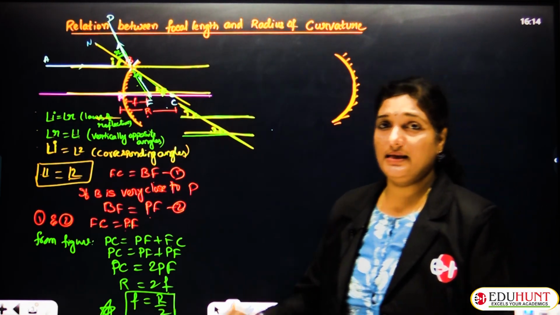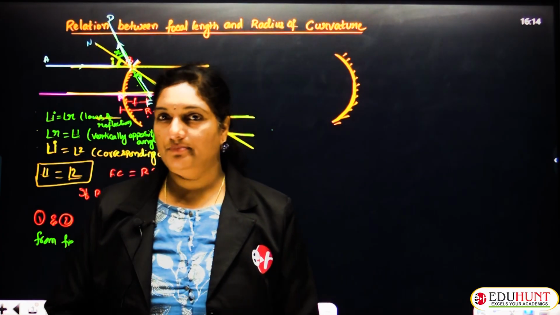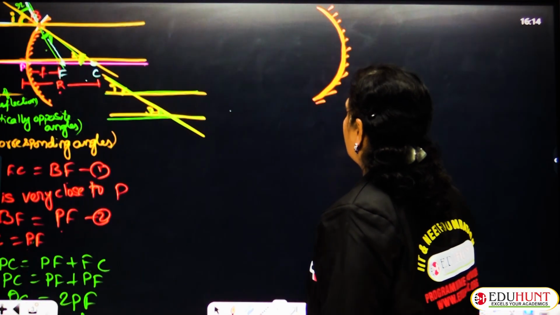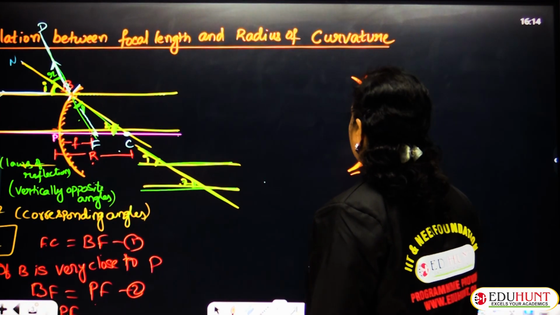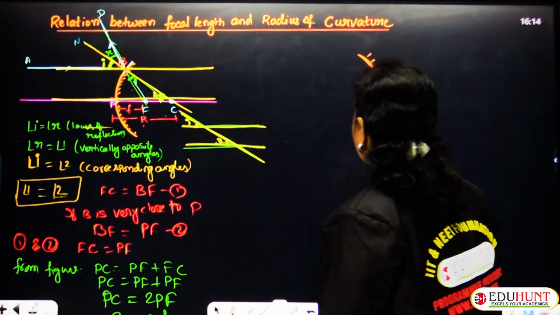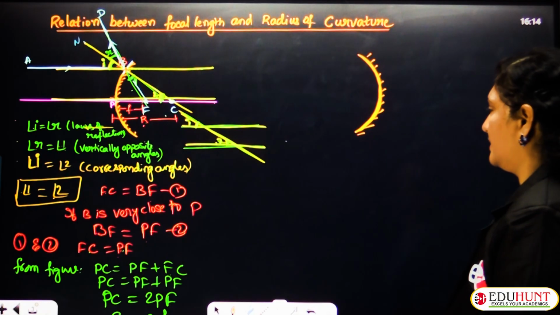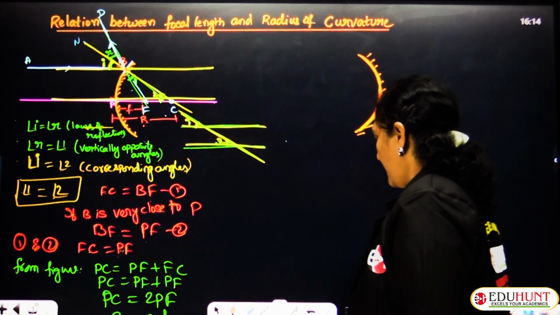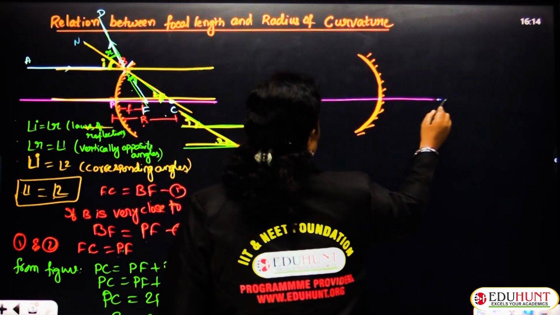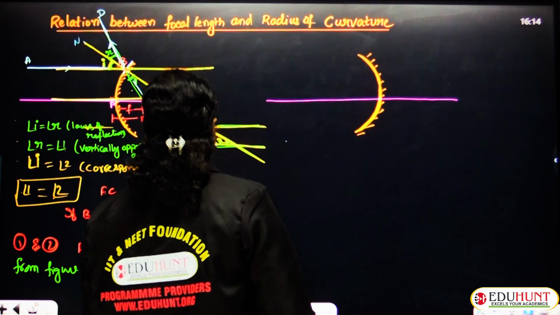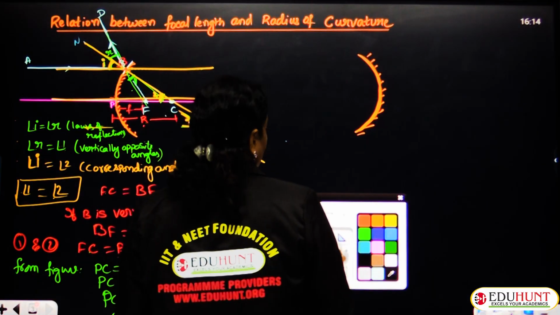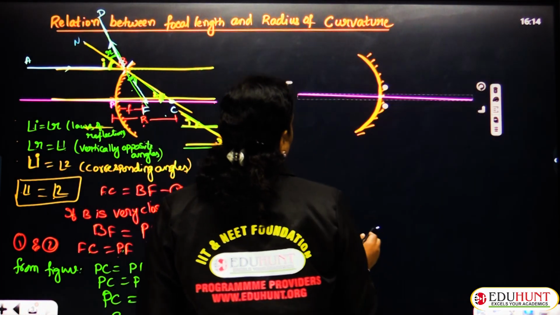Let us try to prove the same by using a concave mirror. So let us look at case 2 regarding the concave mirror. Let us consider a concave mirror as shown in the picture, and let this be the principal axis.